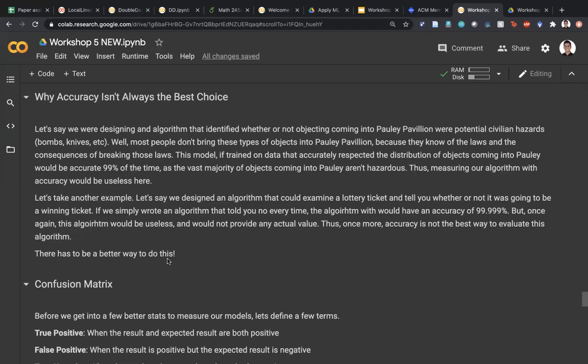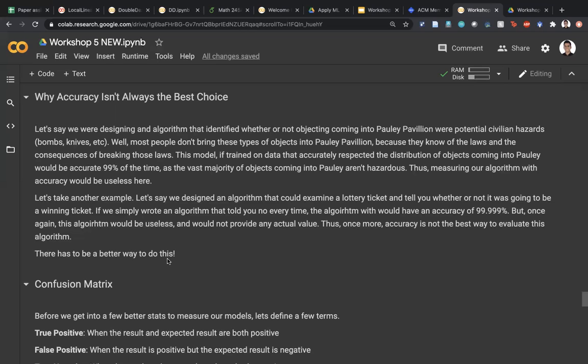So once again, accuracy is useless here because the model can just guess no every time and still be accurate 99% of the time, and that's not what we want from our model. So we need to take a step back here and think about different ways of evaluating the performance of our model that are beyond accuracy.